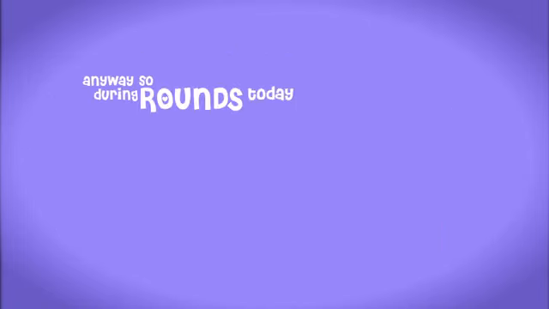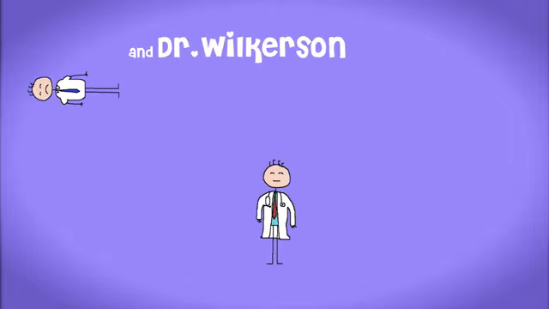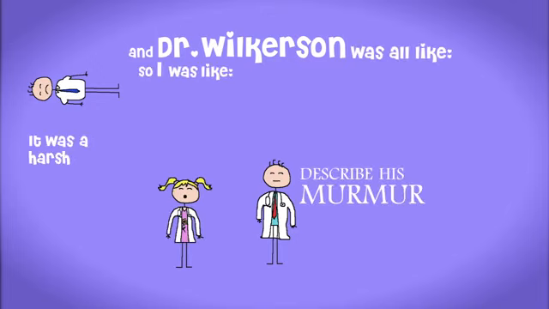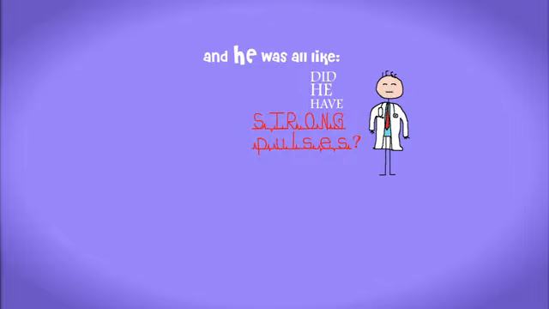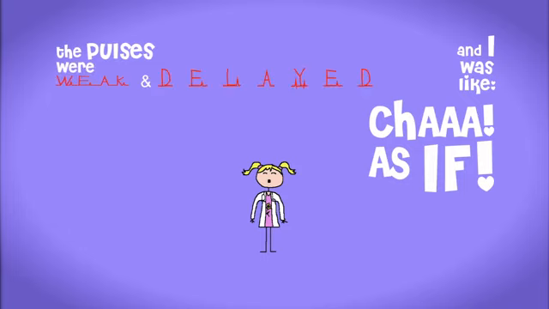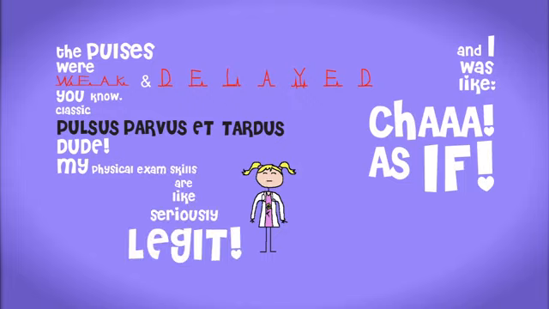Anyway, so during rounds today, I was presenting this patient with syncope from aortic stenosis, and Dr. Wilkerson was all like, describe his murmur. So I was like, it was a harsh, high-pitched grade 2/6 crescendo, decrescendo, systolic ejection murmur radiating to the carotids. And he was all like, did he have strong pulses? You know, trying to trick me. And I was like, cha, as if. The pulses were weak and delayed, you know, classic pulsus parvus et tardus, dude. My physical exam skills are like seriously legit.